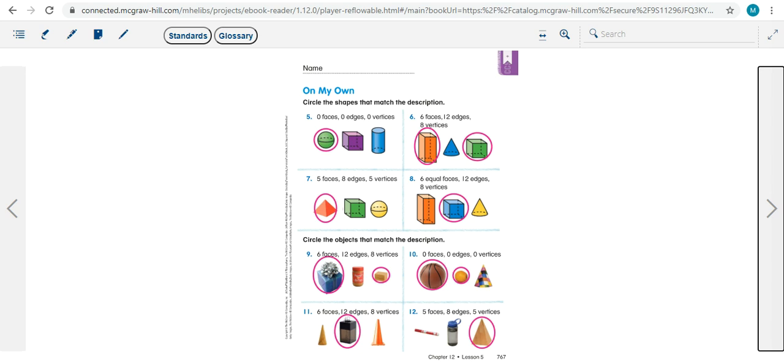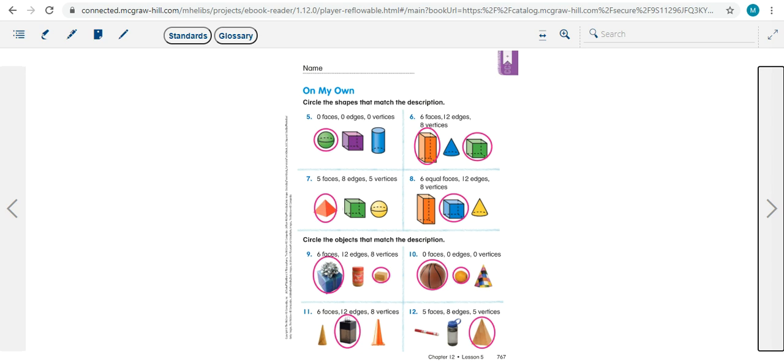Now, circle the objects that match the description. Number 9, 6 faces, 12 edges, and 8 vertices is the first one, which is a gift box, and the third one, which is a cube. Number 10, 0 faces, 0 edges, and 0 vertices is the ball, the basketball, and the orange. Why? Because spheres do not have faces, edges, or vertices.